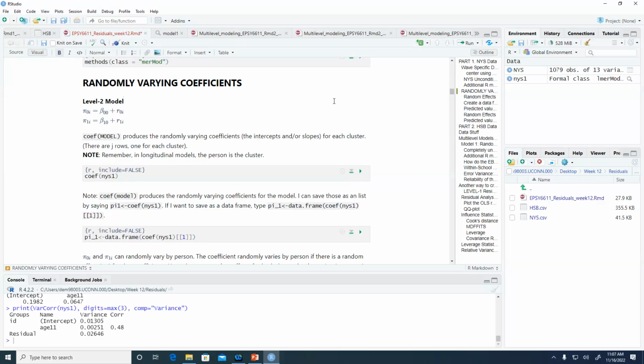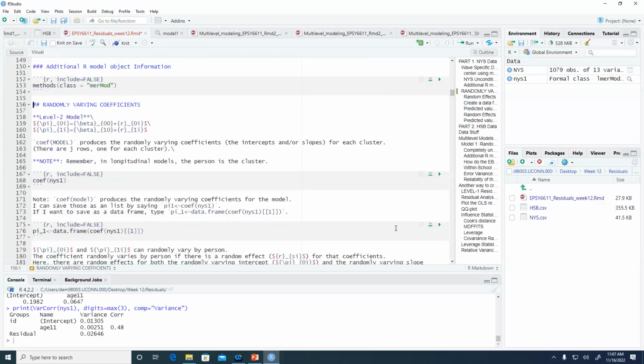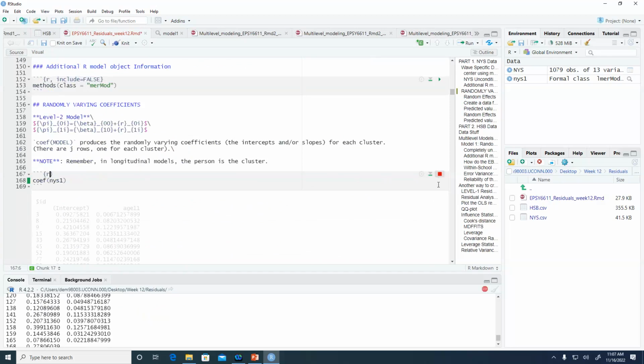Okay, so now I want to go back to source. Okay. So let me take out include equals false here. I did that because I messed up and had a lot of these things put on.